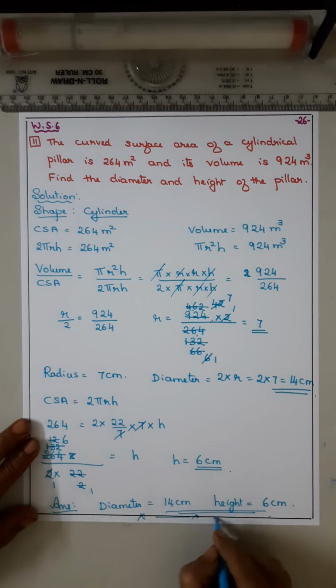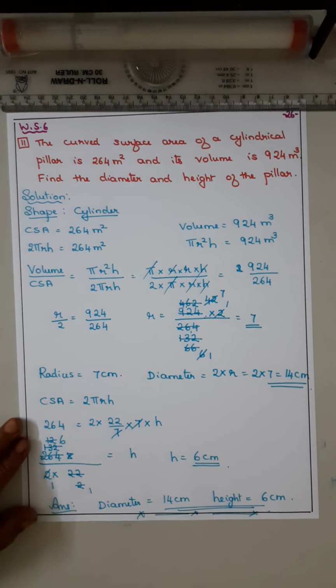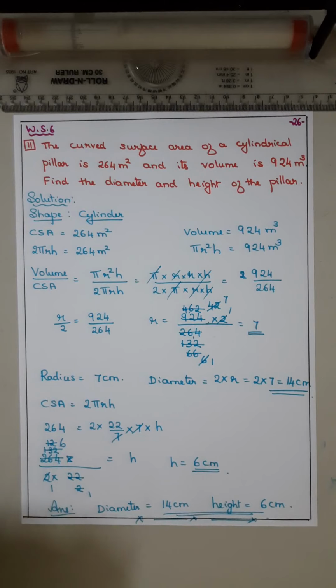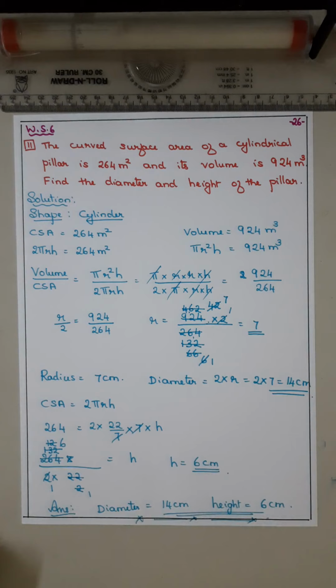It is the end of the lesson. The worksheet 6. Is it clear? Hope everyone understood. So here volume and CSA are given and you have to find out both the radius and the diameter, then the height. So for that, divide volume by CSA.